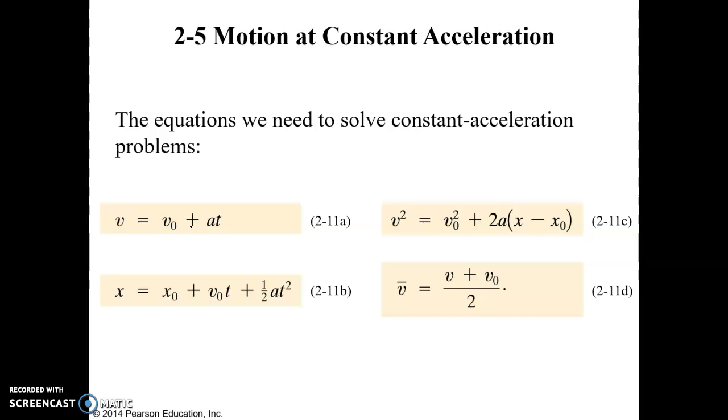V equals V naught plus AT. Yeah, that works because we know the initial velocity. We toss it up in the air. We know that the final velocity when it gets to the highest point is going to be 0. We know the acceleration due to gravity pulling it down, and that leaves time as the only unknown variable. So this will definitely work. So let's use this.